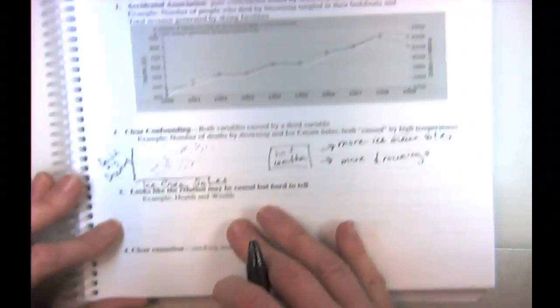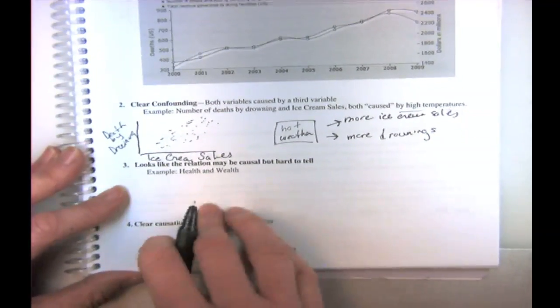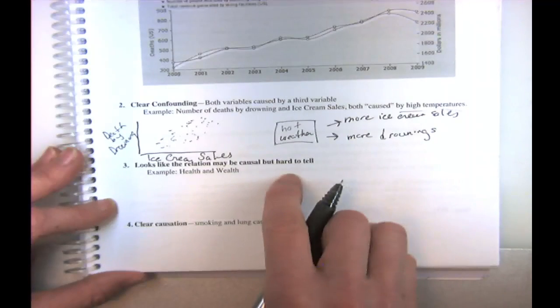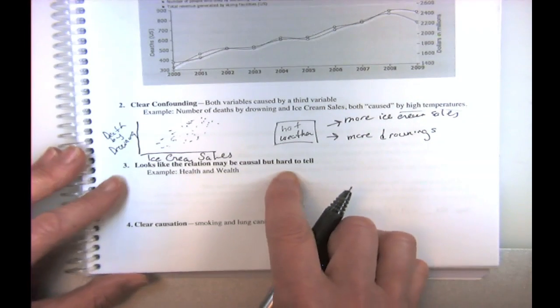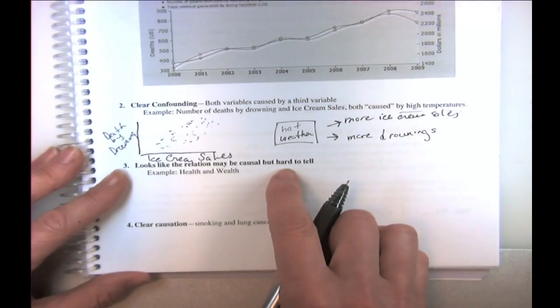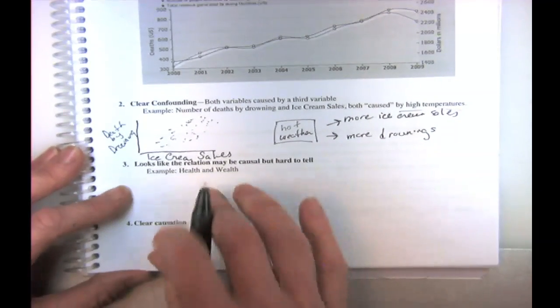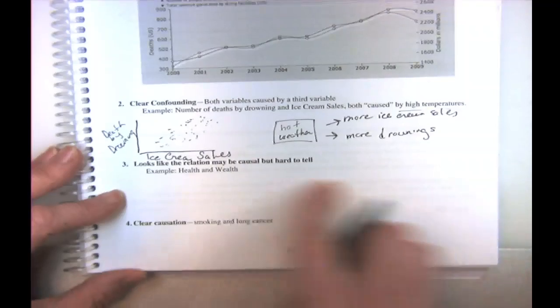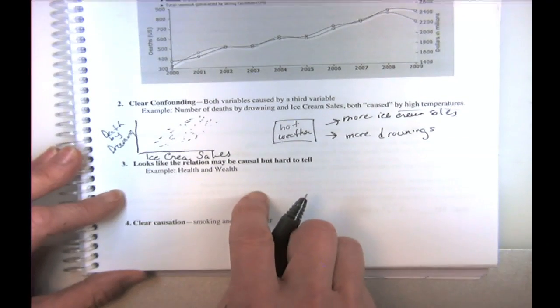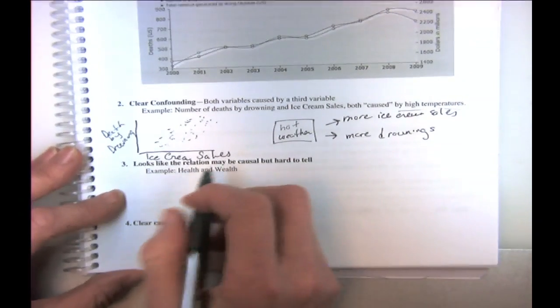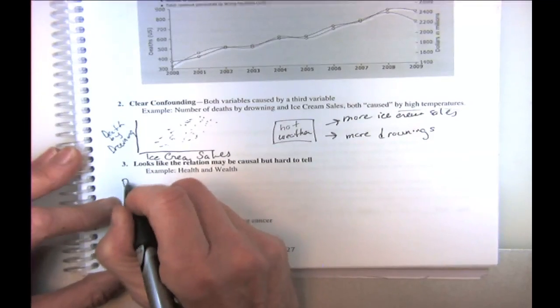But then this is where we really have to do some hard work, where it looks like the relationship may be causal, but it's complicated and hard to tell. And that's what we talked about here. And a lot of what we're going to be doing in this class is looking at these types of questions, like health and wealth, like we looked at before.